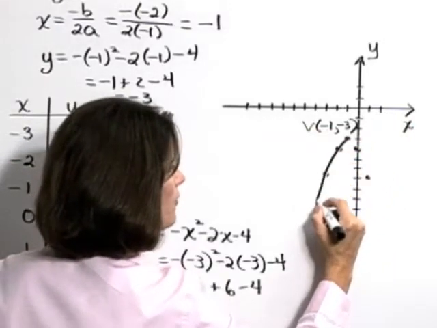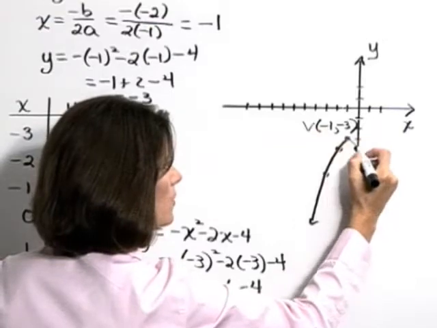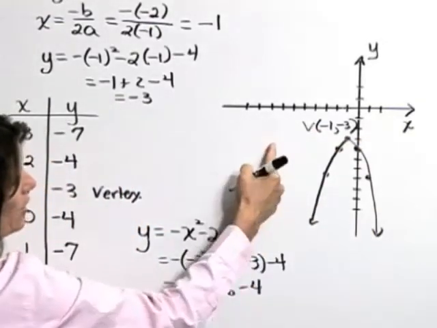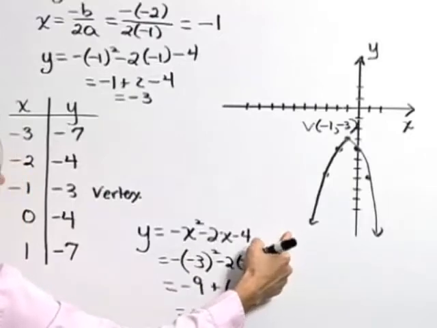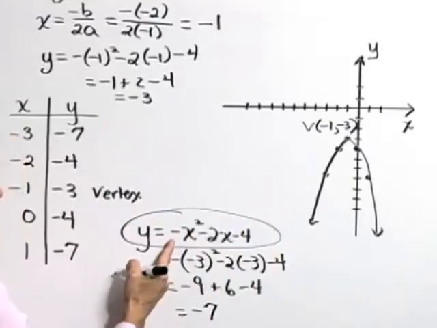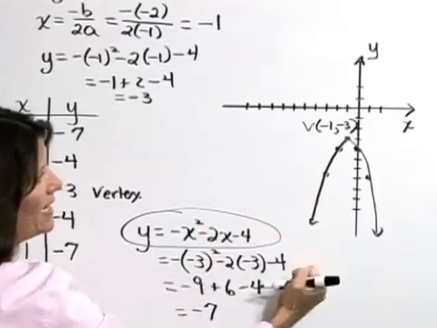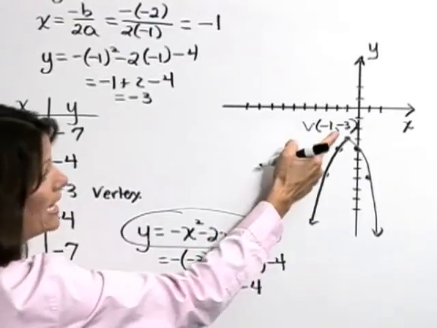Let's try to graph this parabola using a nice smooth curve here. So we've graphed our equation. That equation is y equal negative x squared minus 2x minus 4, and we've identified the vertex at negative 1, negative 3.